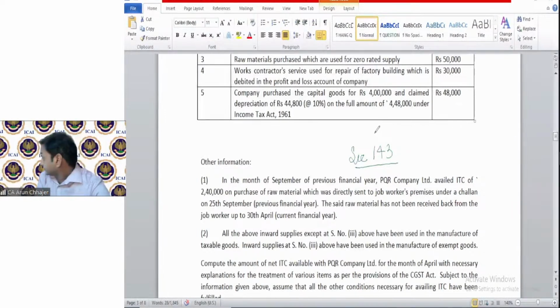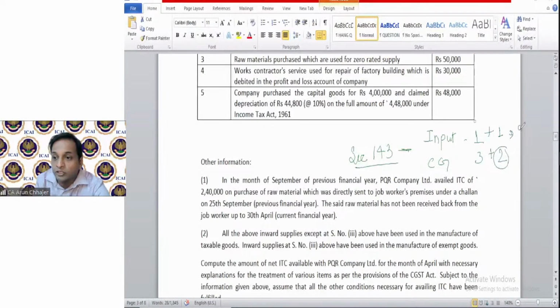Very nice. As per section 143, if it is an input, then it should come back within a period of 1 year, or if it is a capital goods, it should come back within a period of 3 years. As per the proviso, the time can be extended by another 1 year in case of input, and for capital goods, it can be extended by another period of 2 years. So the total time limit, including extension, is 2 years and 5 years. So till now, the time limit is not crossed. So there is no deemed supply as per section 143. So it will not create any liability. Thank you so much.